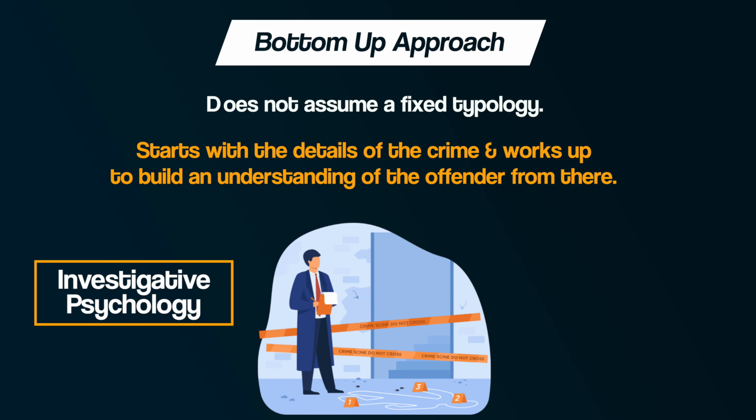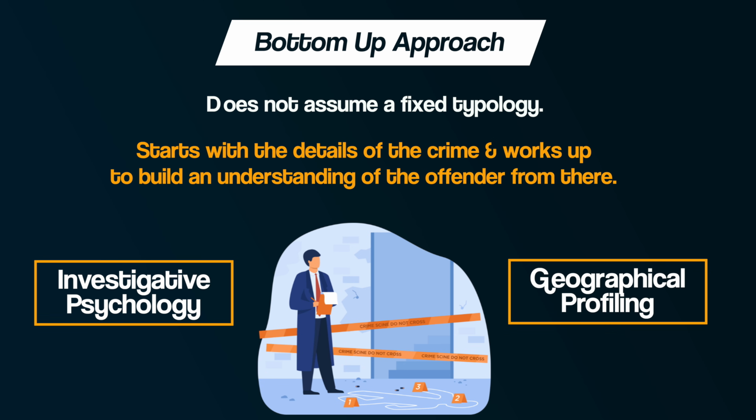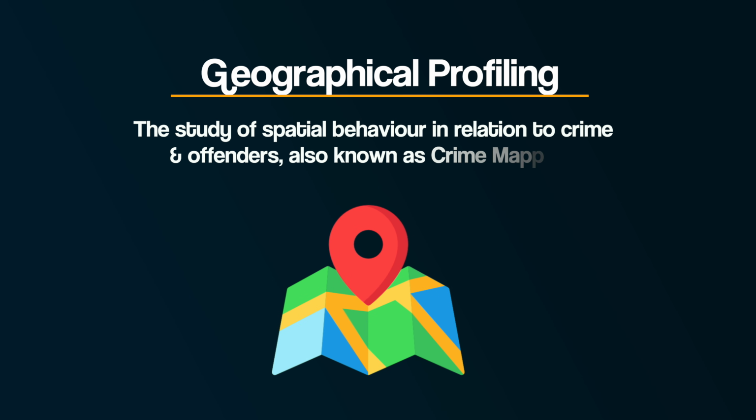The bottom-up approach also involves geographical profiling. This is the study of spatial behaviour in relation to crime and offenders, also known as crime mapping. It uses crime scene location and local knowledge to allow inferences to be made about the offender, such as where the offender lives, works, and socialises. It assumes that offenders will operate in the areas they know and are familiar with.